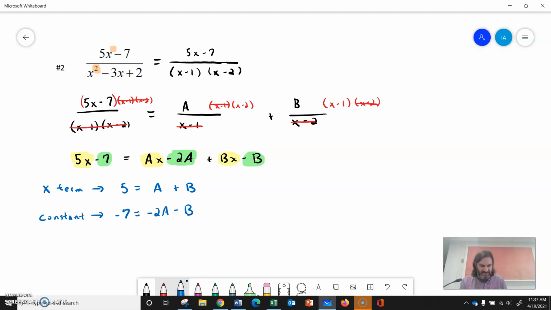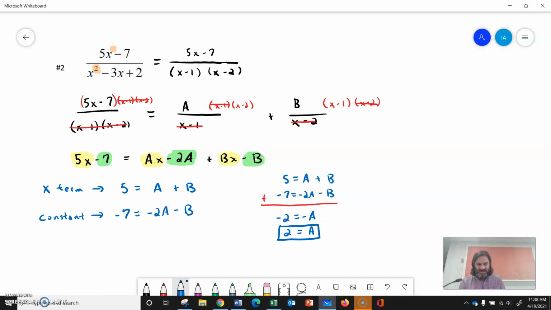I'm going to solve this with elimination. I'm actually going to add the 2 together, so I'm going to stack them on top of each other. 5 equals a plus b over negative 7 equals negative 2a minus b. And I don't need to do anything to fix this up. The reason I'm picking elimination is I notice if I add them together, the b and the negative b cancel out. So that will give me negative 2 equals negative a. So a is 2.